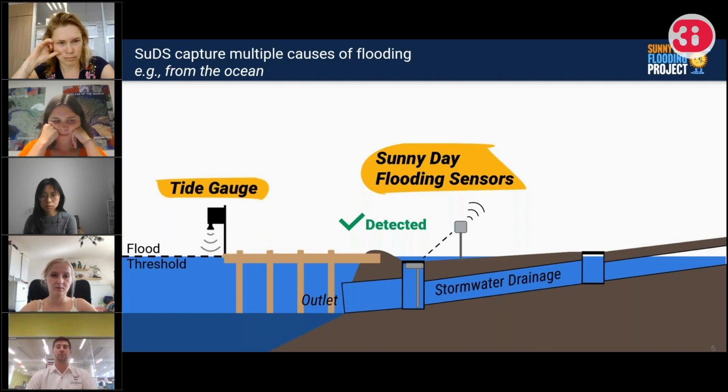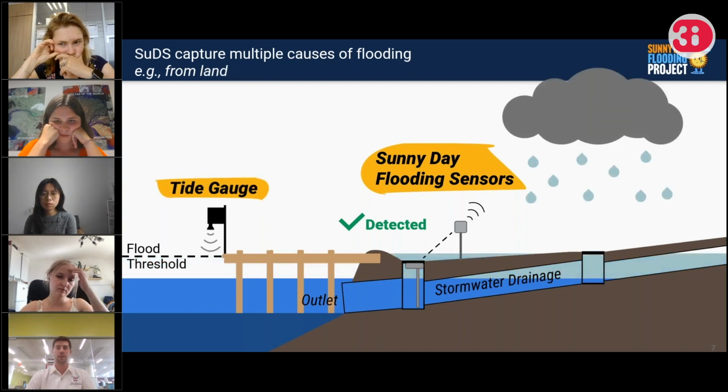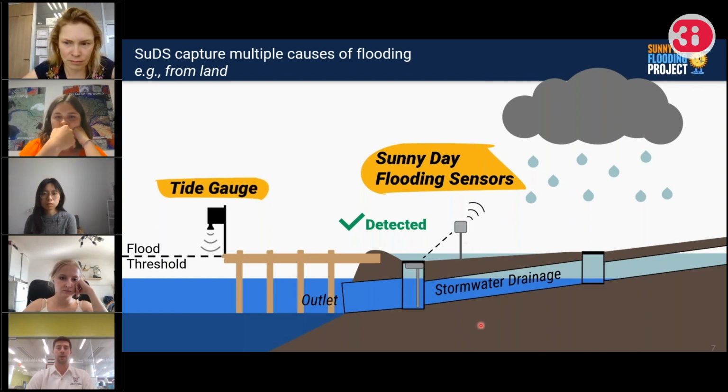SUDS capture flooding from the ocean, just like a tide gauge would. You can imagine this flooding overtopped the bulkhead here or came up through the stormwater system here. Either way, it is captured by the SUDS in the storm drain. But because SUDS are located within stormwater infrastructure instead of in the receiving body of water, they also capture flooding from land-based sources, like the rainfall example I have on screen.